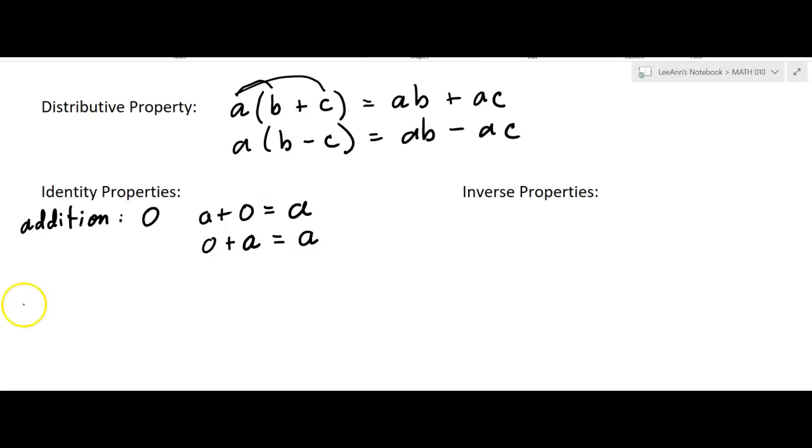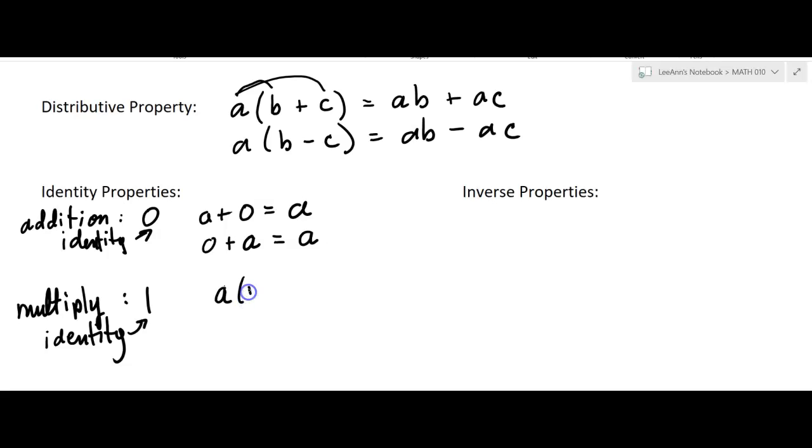The identity is 0. For multiplication, what can you multiply and not change the number? It's 1. So these are identities. This is the addition identity. It's 0. And for multiplication, we say the multiplicative identity. That's a fun word to say, multiplicative. The multiplicative identity is 1 because a times 1 is equal to a, and 1 times a is also equal to a. Okay, so those are identities, one for addition and one for multiplication.